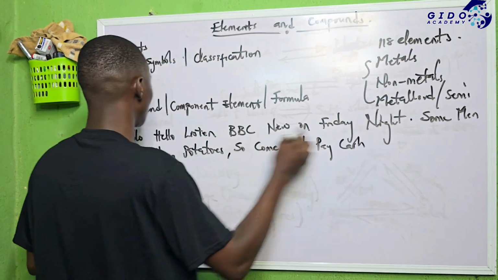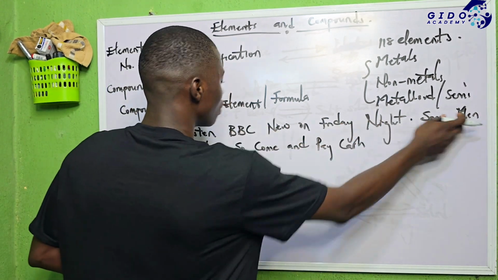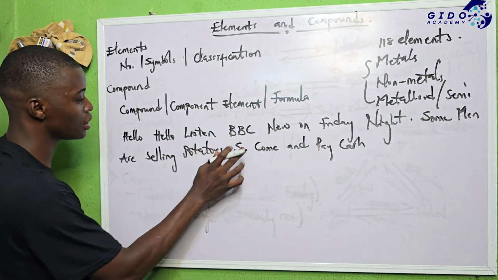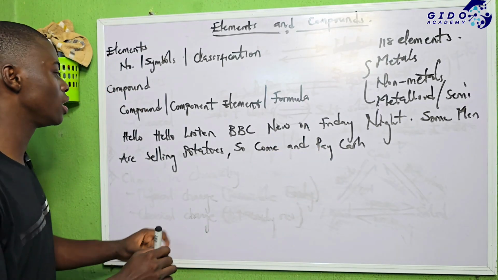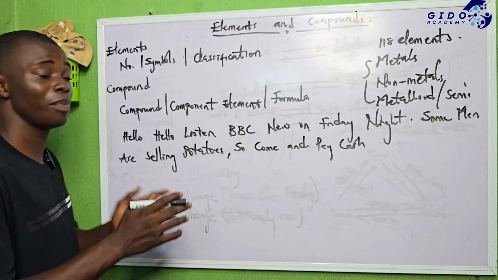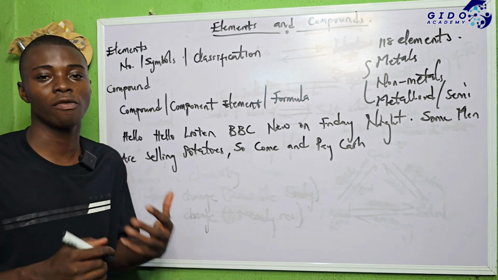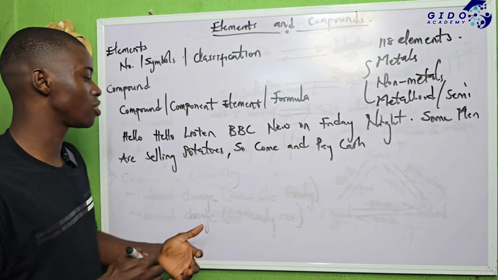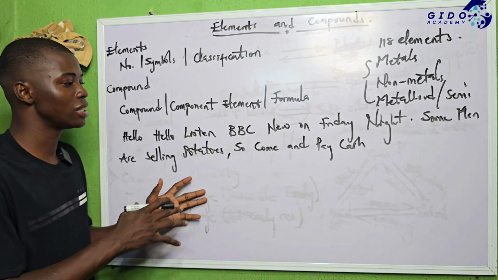Let me count if they're up to 20. 1, 2, 3, 4, 5, 6, 7, 8, 9, 10, 11, 12, 13, 14, 15, 16, 17, 18, 19, 20. So they are 20. Hello, hello, listen, BBC News on Friday night. Some men are selling potatoes, so come and pay cash. Or he has large brain but cannot offer full 9 subjects. Many ask them prove several complaints about passing chemistry. So that is for that.